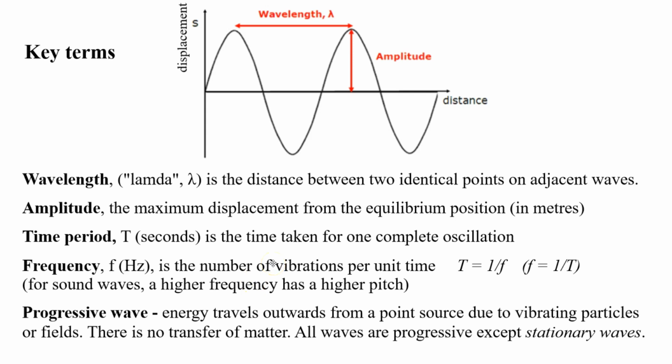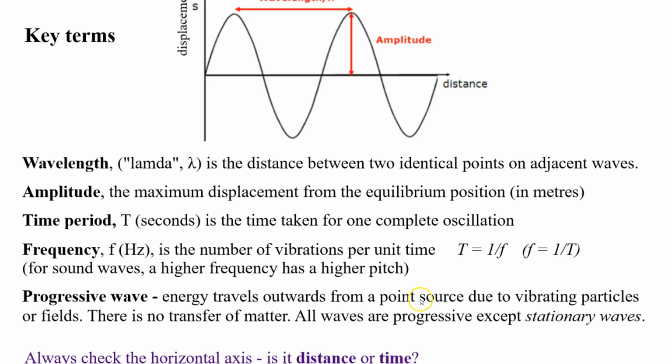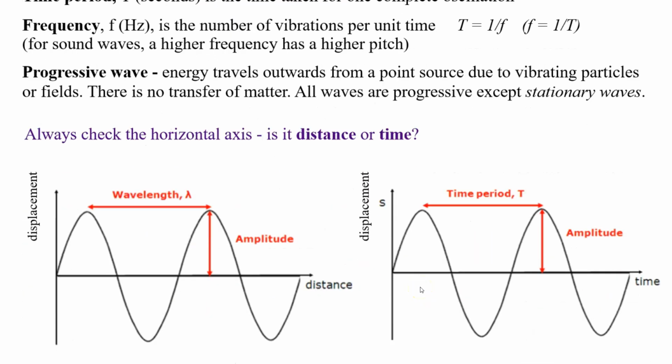Most waves we'll look at are known as progressive waves, which means that energy travels from a point outwards, sometimes in all directions, maybe like a light wave, or along a particular path, like a water wave or a wave on a string. So most waves we'll consider are progressive waves. It's only later on in the topic, when we consider stationary waves, that those are slightly different, as we'll see.